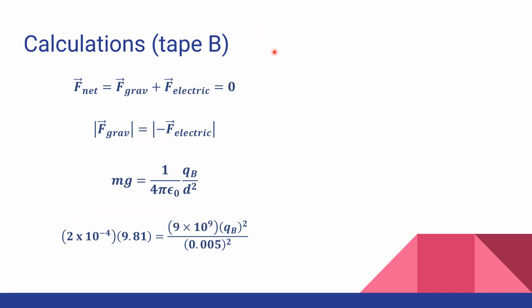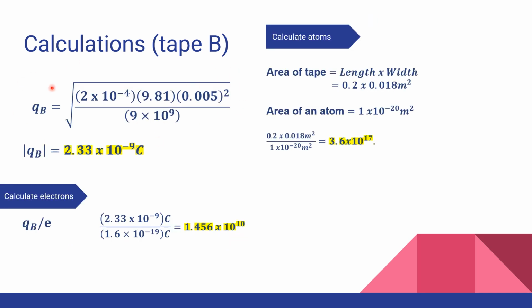Now we're going to be calculating the charge on tape B. The forces that we're going to be working with are the force of gravity, which points downwards, and the electric force. Since these forces are equal in magnitude and opposite in direction, we're going to get a net force of 0. Then we do the algebra to calculate the charge on tape B. We continue doing algebra, and we get that the magnitude of the charge on tape B is 2.33 times 10 to the negative 9 coulombs.